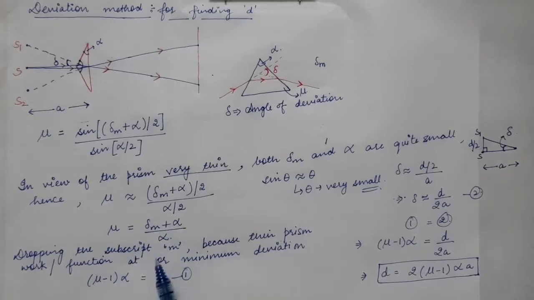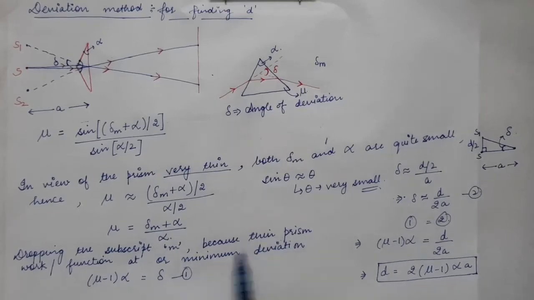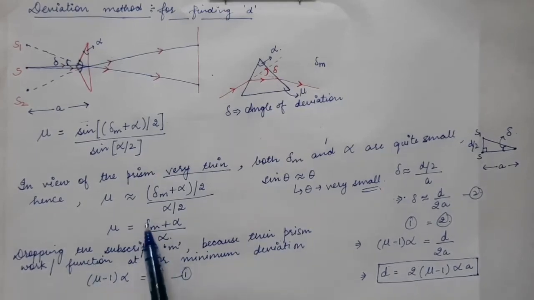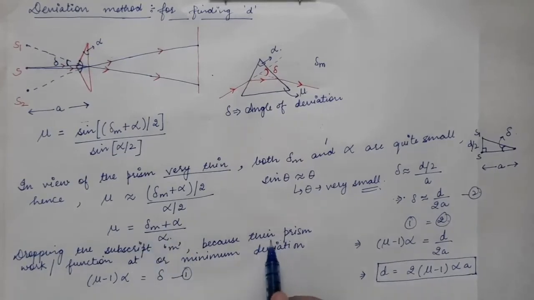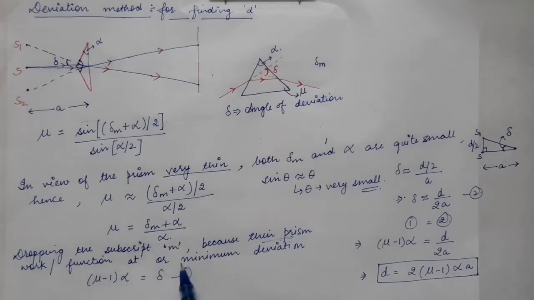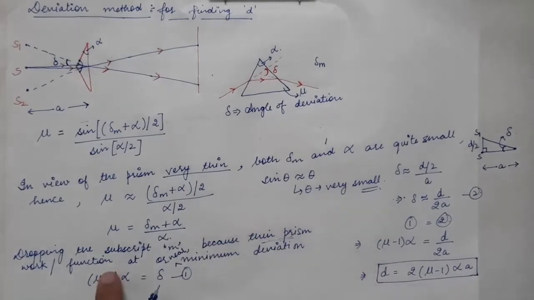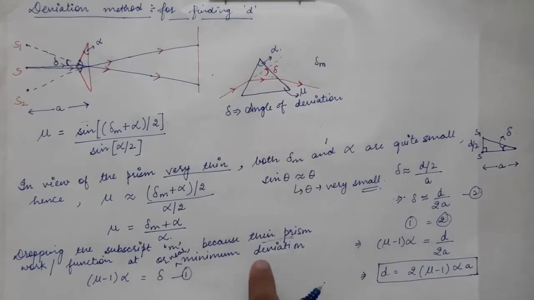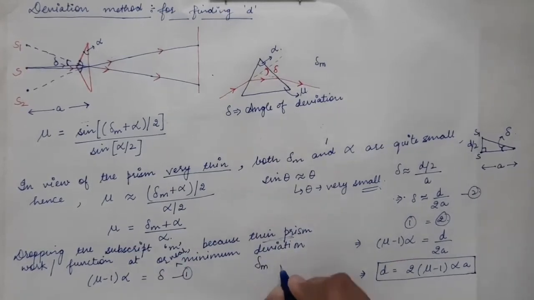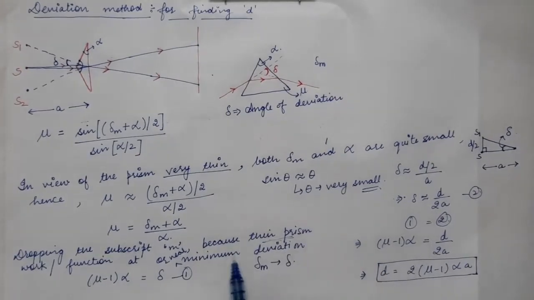The next approximation that we will use is also for thin prism. We will drop the subscript small m in the term delta m. This is because thin prisms function at or near minimum deviation. So this is the reason we will write delta m simply as delta, that is the angle of deviation, which for all the incident rays, for all the incident angles, will almost be the same.